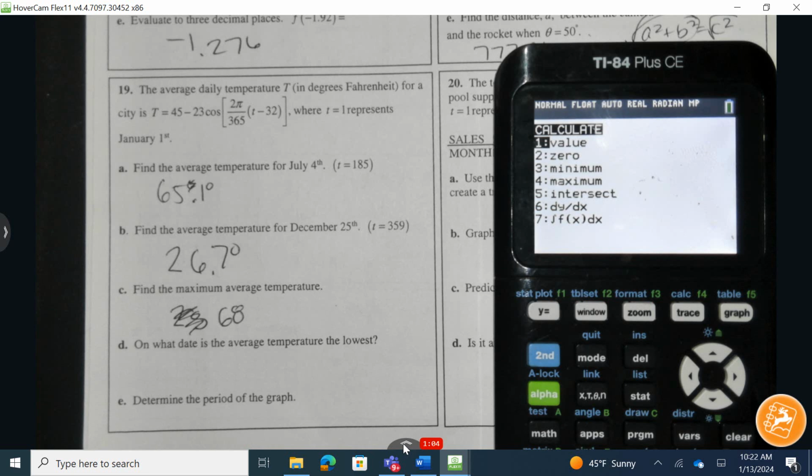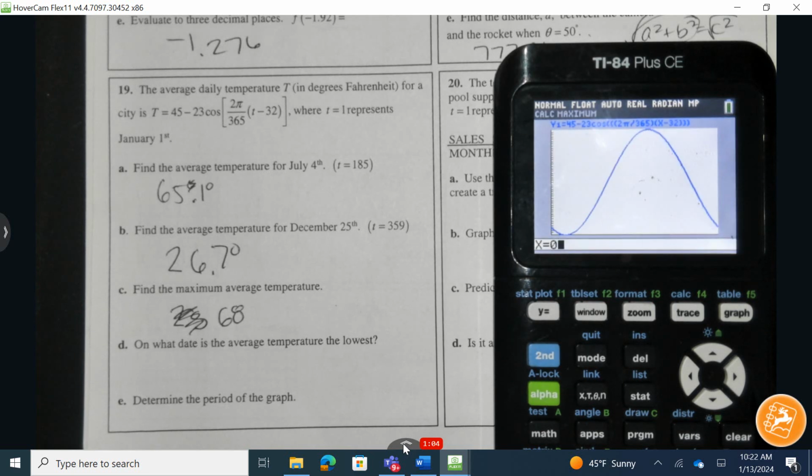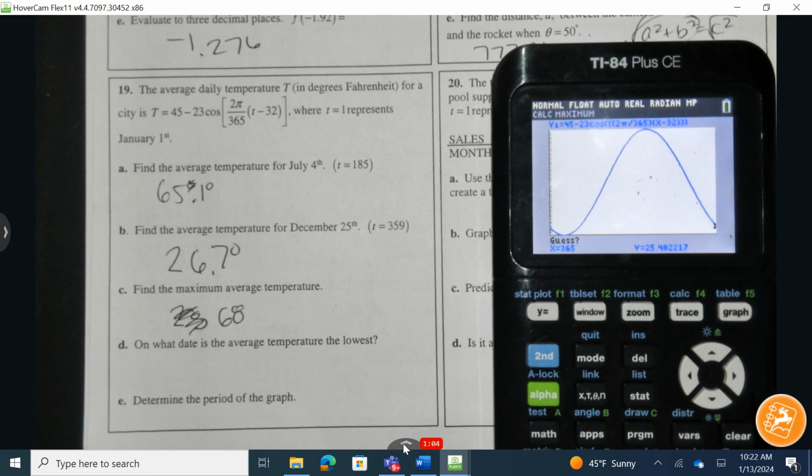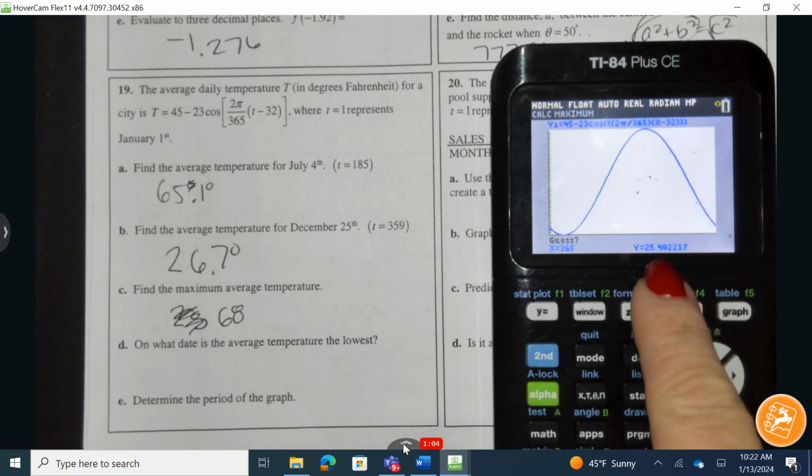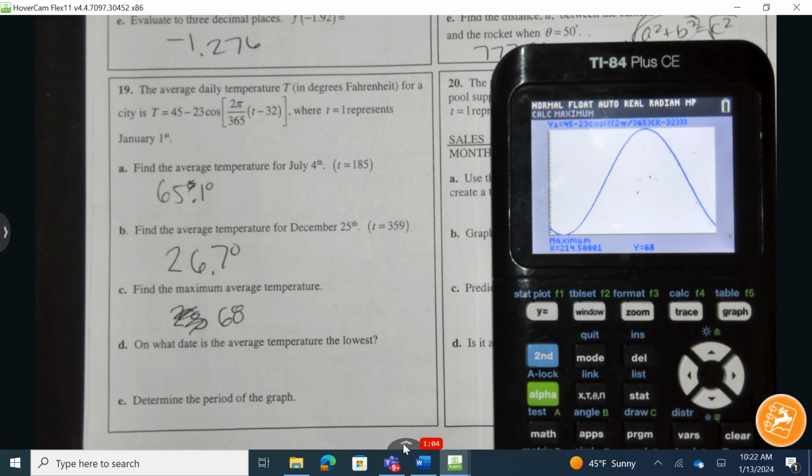Second trace, I didn't press enter all the way through. So here's my left bound, here's my right bound. So from the beginning to the end of the cycle, and I forgot to press enter. That's why it started at 25. So 68 degrees is the maximum average temperature.